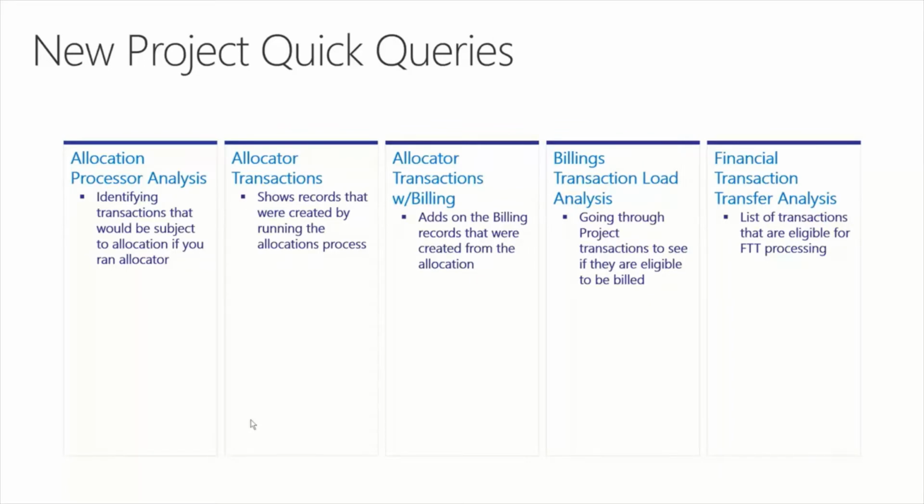The next is going to look at your billing transaction load analysis. Now, if you were going through the project transactions, what is eligible to be billed is basically what it's saying. Show me if I went through billing, what's going to be loaded. And also our financial transaction transfer analysis, again, let me know if I was getting ready to run FTT, what is eligible to be transferred. It's a couple things that'll show you what will be going, but if it doesn't go, well, maybe you can take a look as to why. So a whole new set of project quick queries delivered from consultants that have used these a lot in working with their project customers, now available in the core product for you.